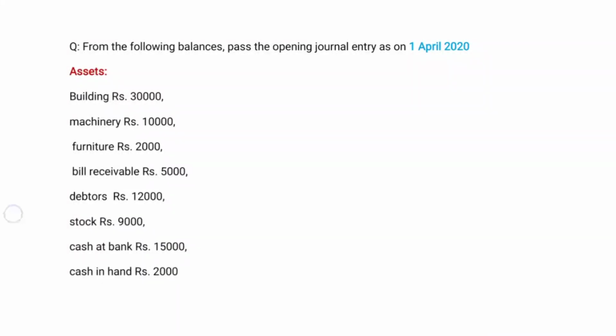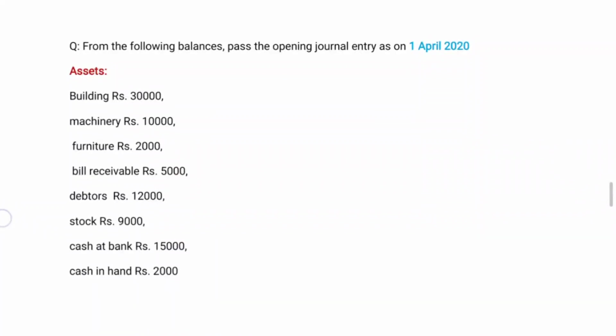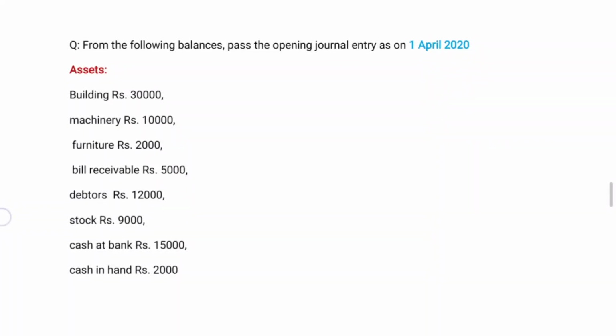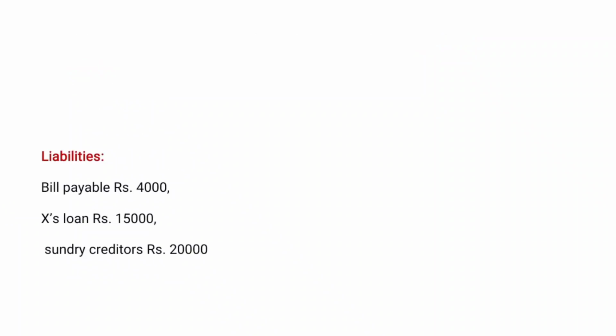We already discussed the pro forma of the opening journal entry. Assets are debit, liabilities are credit. Why? Because assets show a debit balance and liabilities show a credit balance. Now we are coming to liabilities. The given liabilities are bills payable 4,000 rupees, X loan 15,000 rupees. Then sundry creditors, the given amount is 20,000 rupees.